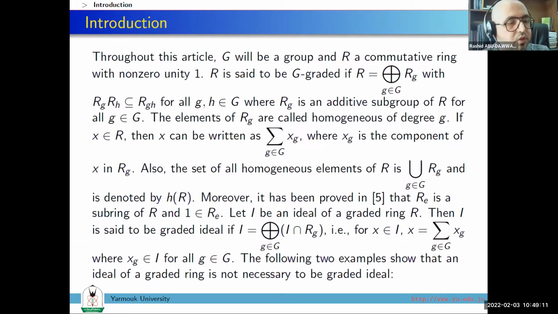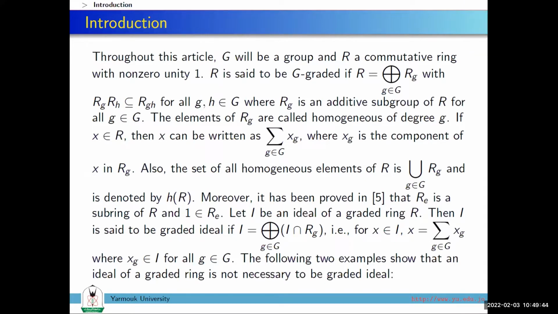Now, what about the definition of a graded ideal? If we have a graded ring R and an ideal I, I is said to be a graded ideal if it can be written again as a direct sum of the components I intersection R sub g. Or, in other words, an equivalent characterization: if we take x in I, and of course x is written as a sum of components, all the components of x should remain inside the ideal. This is the definition of a graded ideal.